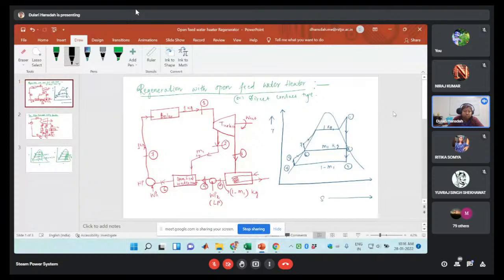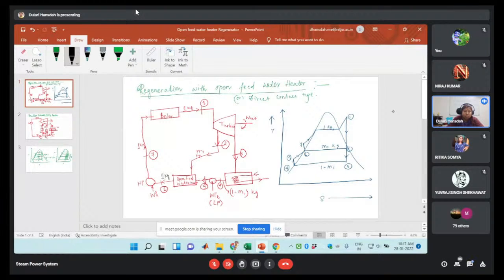Single stage type of heater means in the middle of the expansion process, we are drawing some amount of steam to increase the temperature of the feed water. So here I have taken m1 kg of the steam extracted from the turbine, which enters the open feed water heater. Then at the outlet of the heater, we are getting 1 kg of steam, which is again pumped to the boiler. At the outlet of the turbine, here it is point 3.